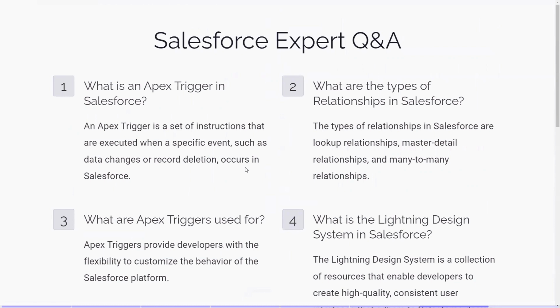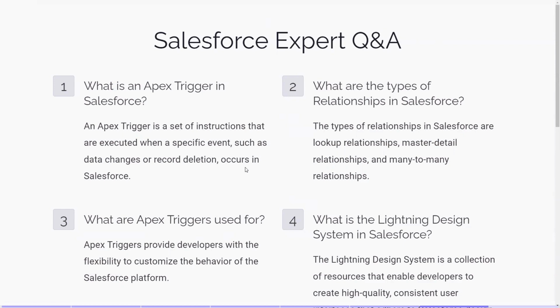What is an Apex trigger in Salesforce? An Apex trigger is a set of instructions that are executed when a specific event, such as data changes or record deletion, occurs in Salesforce. What are the types of relationship in Salesforce? The types of relationship in Salesforce are lookup relationship, master-detail relationship, and many-to-many relationship.